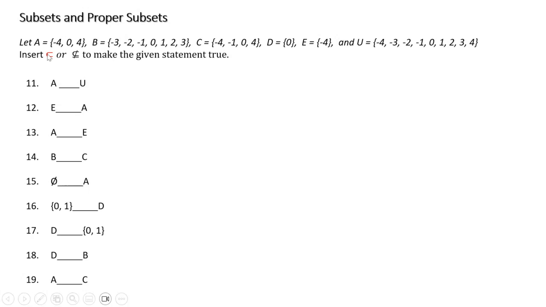It says A, so we have to put the proper subset or not a subset symbol. Let's look at A and U. We notice A has the elements -4, 0, and 4. And in U, we have the elements from -4 to 4. So the -4 is there, the 0 is there, and the 4 is there. So all these elements are also in U. So the first symbol, the one in red, goes there.